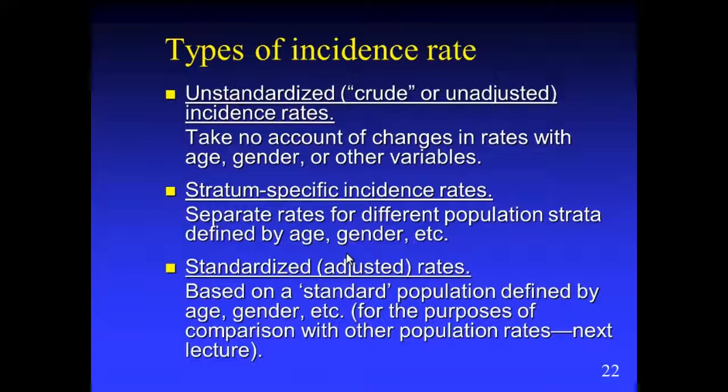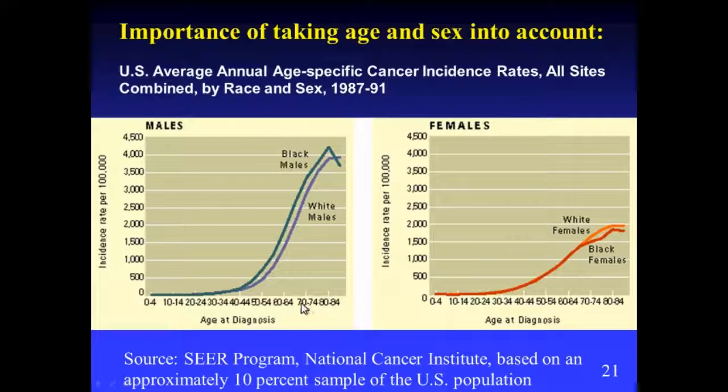The next level which we can look at are stratum-specific incidence rates. So, going back to the previous slide, we might just look at the rates for, say, white males, age 60 to 70, and just look at rates for, say, cancers for that group. And then it's not confused by differences in sex or racial group.